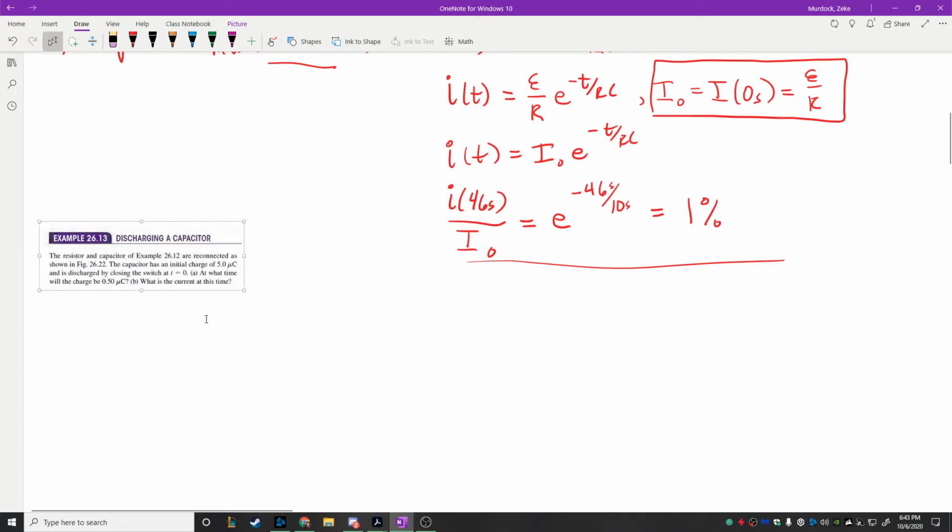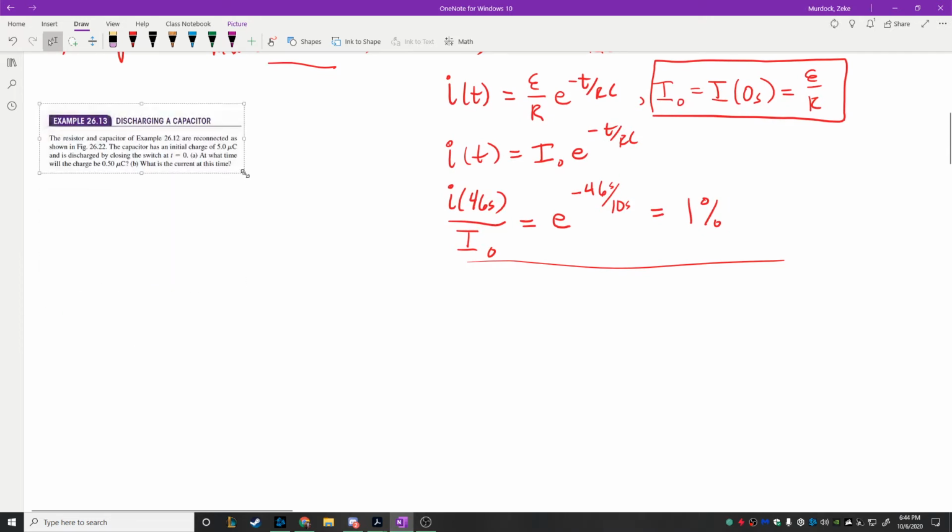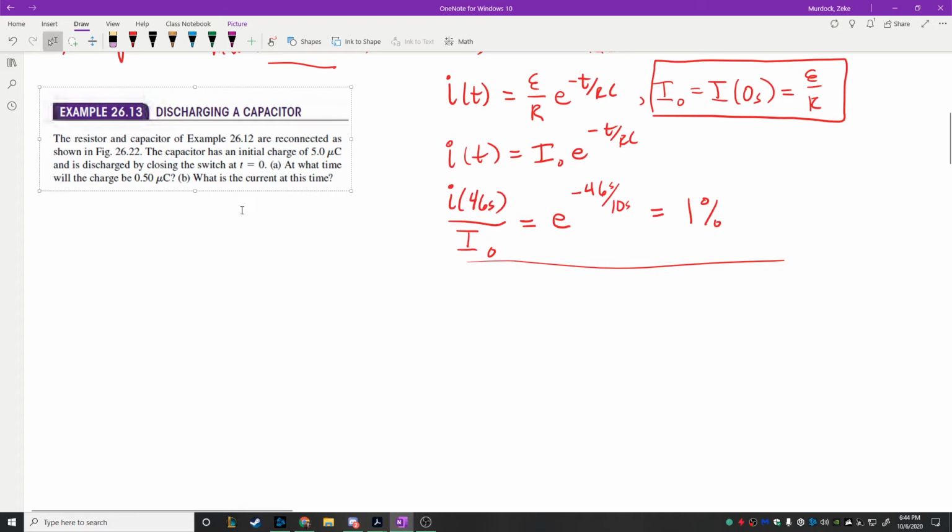I don't know that we need to do this one. I do want to get through things, and this is going to be really repetitive. Is it that resistor and capacitor connected? The capacitor initially has a charge of 5 microcoulombs. It's discharged. At what time will the charge be? This is okay. It's a little bit different, so let's do it.